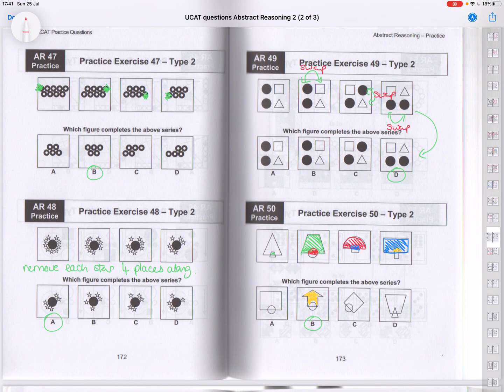47, quite a nice easy one here, we're just removing a circle as we're going around clockwise around the edge of the shape. And another easy one in 48, removing each star that is 4 places along.